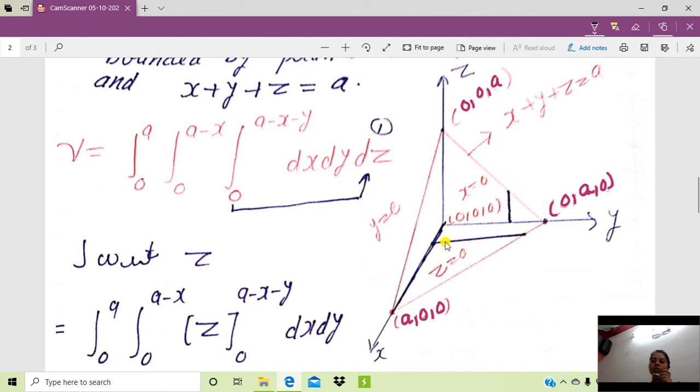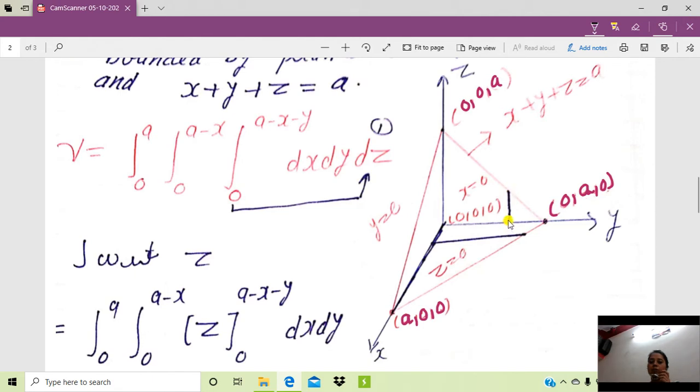So it is a tetrahedron, and we have to find its volume. Since we know that the formula to find the volume is triple integration of 1 dx dy dz, now we will decide the limits. To find the limit of z, in 3D, if we make a strip parallel to z, this will be the lower limit, and this will be the upper limit.